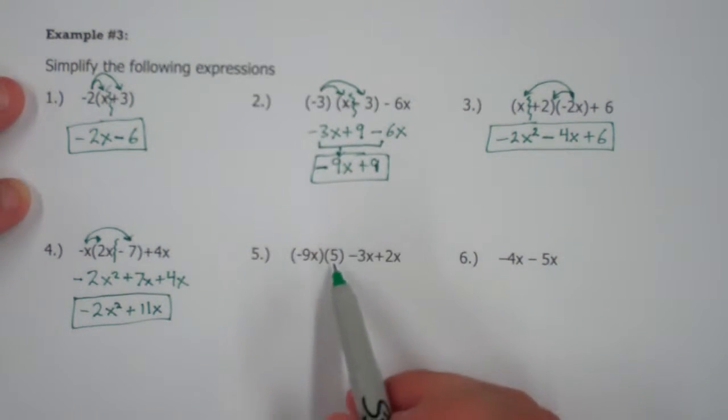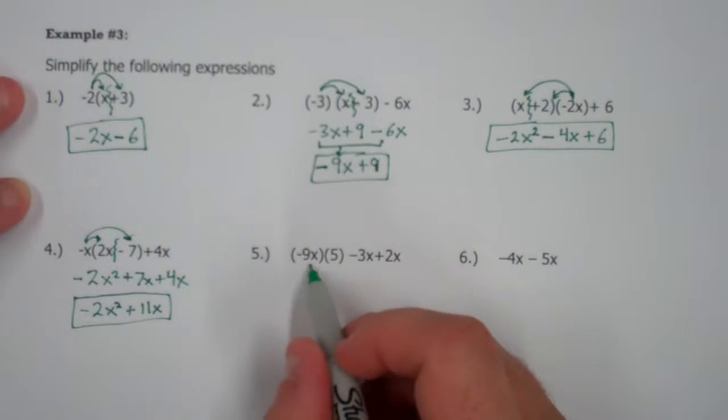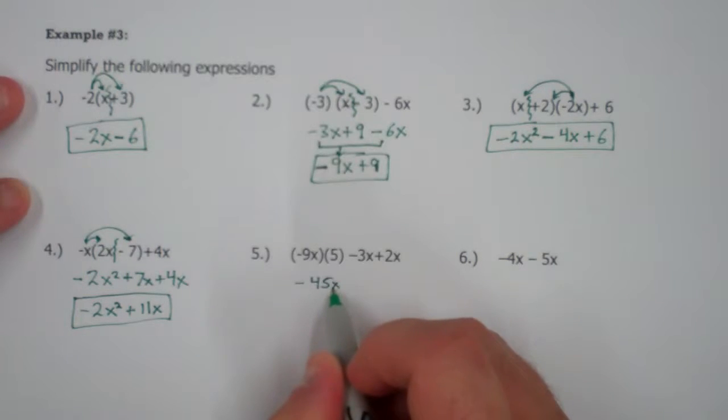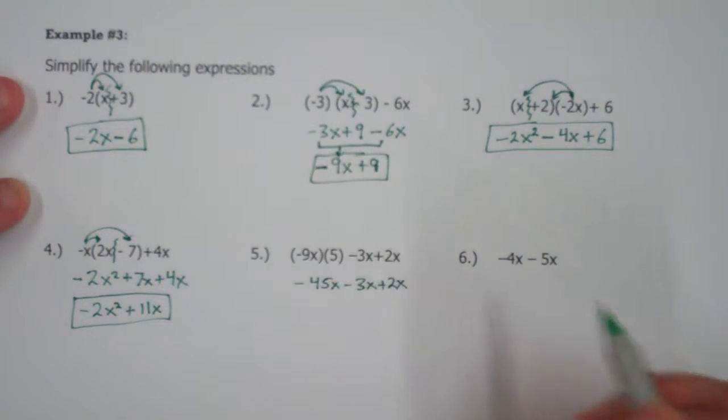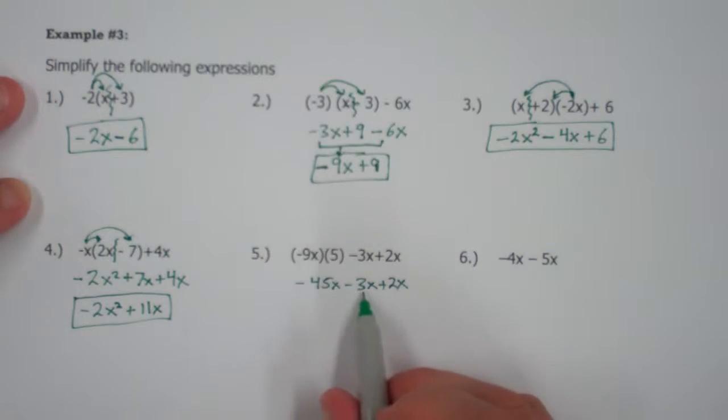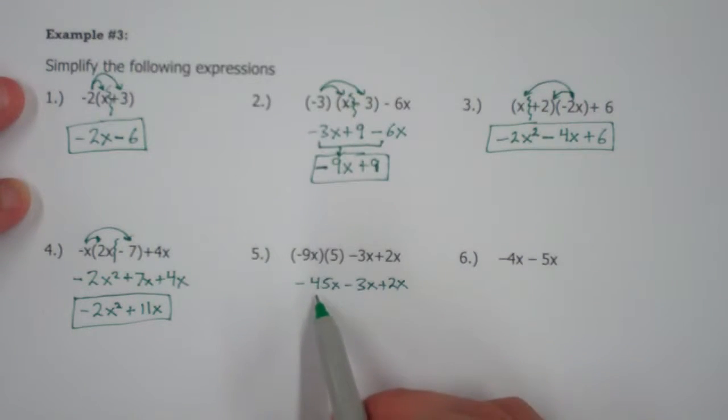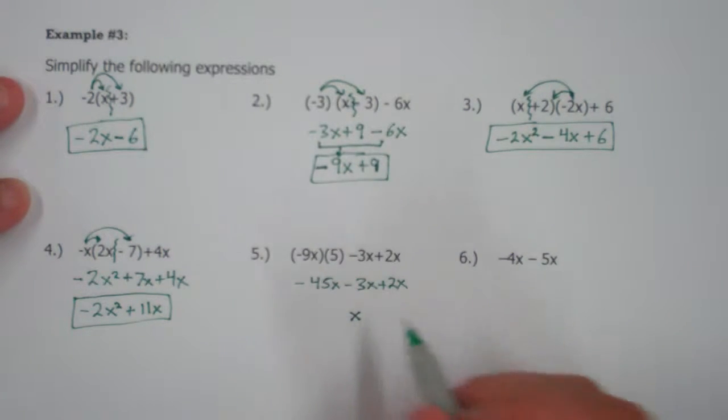This next example, we need to multiply 5 times negative 9, and then there's also an x there. So that's negative 45x minus 3x plus 2x. All of these are like terms, so we could take negative 45, subtract 3, and then add 2, and of course there will be an x there. So I'll write that down just to remind myself.